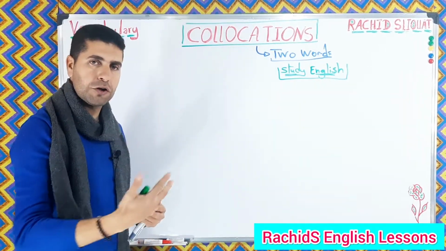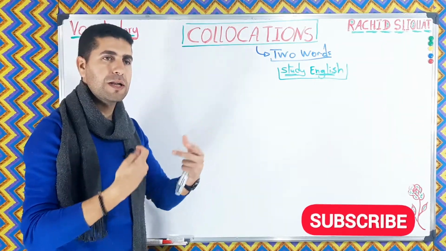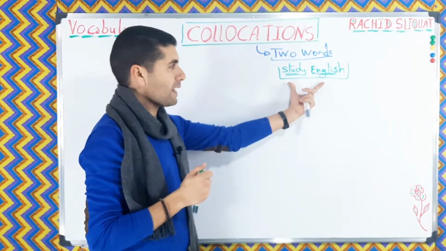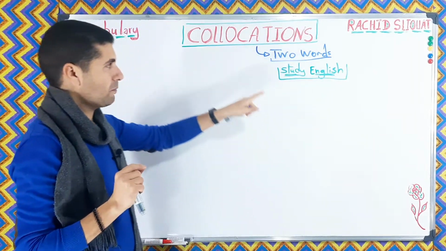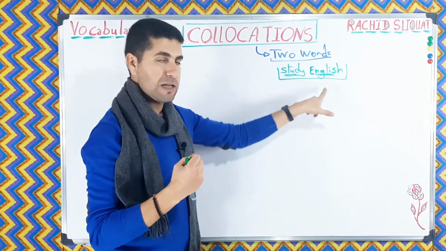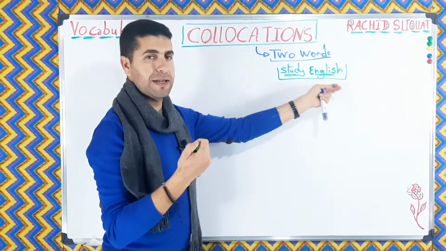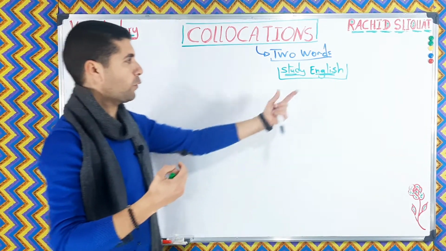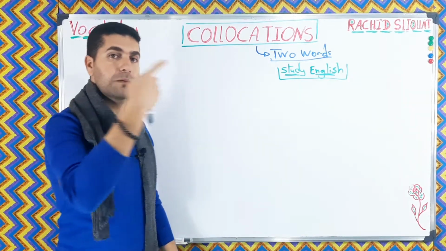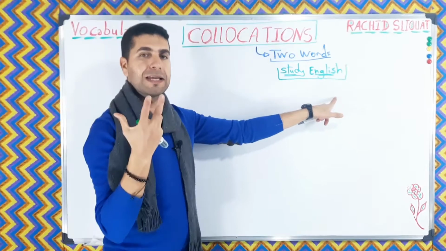When we learn collocations, it becomes easier for us to speak or make sentences, all right? Study English is an example of a collocation because here we have two words. We can also say learn English. This is another collocation with the word English. We can also say speak English. This is another collocation, again with the word English, all right?